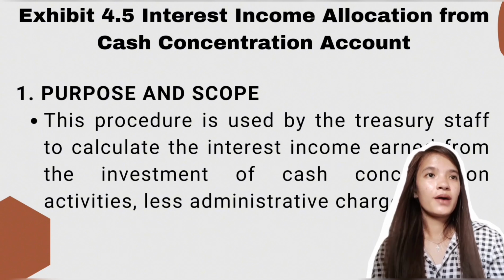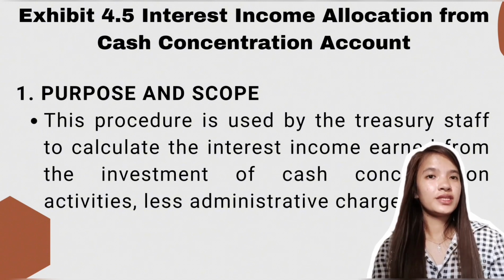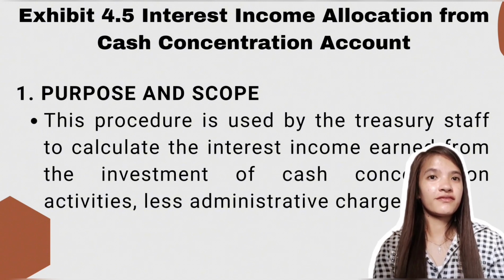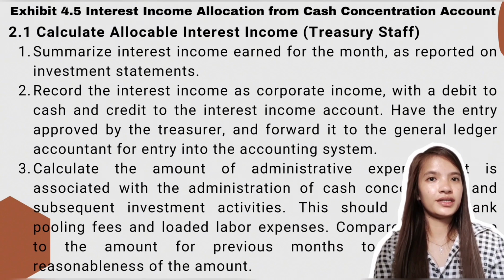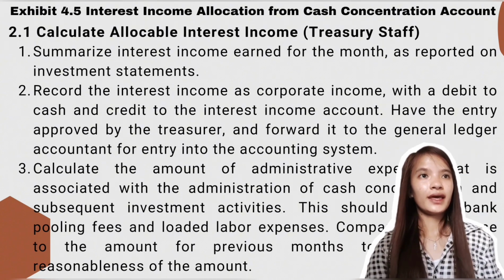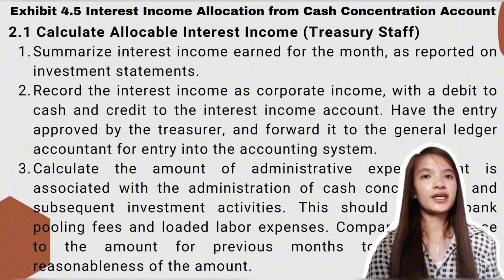Exhibit 4.5, Interest Income Allocation from Cash Concentration Account. Number 1, Purpose and Scope. This procedure is used by the Treasury staff to calculate the interest income earned from the investment of cash concentration activities, less administrative charge.